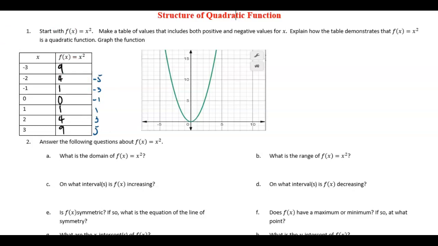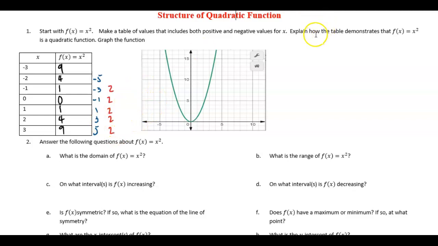For the second difference, we're going to say, what do we add to negative 5 to get negative 3? So that's negative 3 minus negative 5, which is positive 2. What do I add to negative 3 to get negative 1? Which means negative 1 minus negative 3 equals 2 again. What do I add to negative 1 to get 1? Which means 1 minus negative 1 is positive 2. What do I add to 1 to get 3? Which means 3 minus 1 equals 2. What do I add to 3 to get 5? Which means 5 minus 3 equals 2. Okay, so that is the second difference, and as you can see, the second difference is constant.